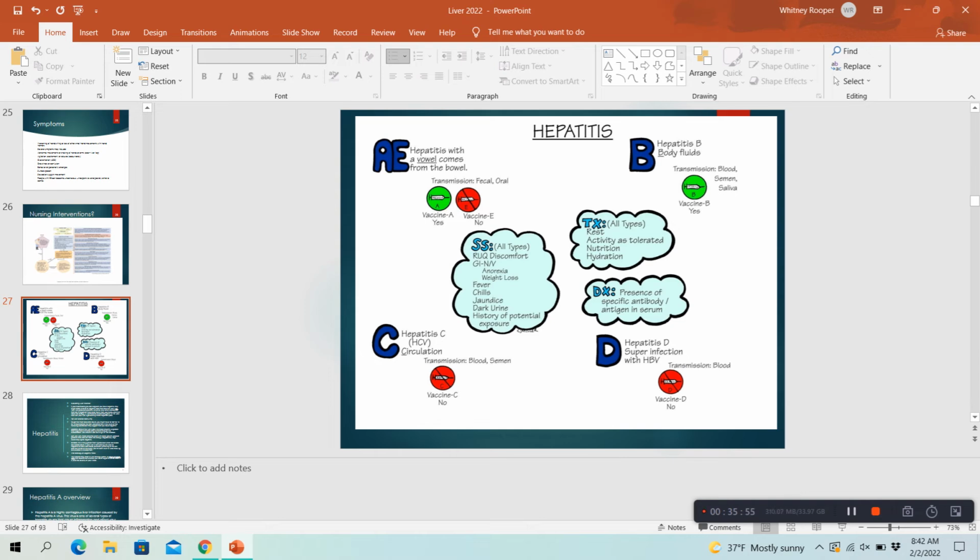Signs and symptoms are pretty much the same throughout them all. C, they may not have any symptoms though, remember? Your baby boomers have lived with it for years, and maybe never had an outbreak. Treatment, all types, none. Rest, activity as tolerated, their nutrition status, and their hydration.